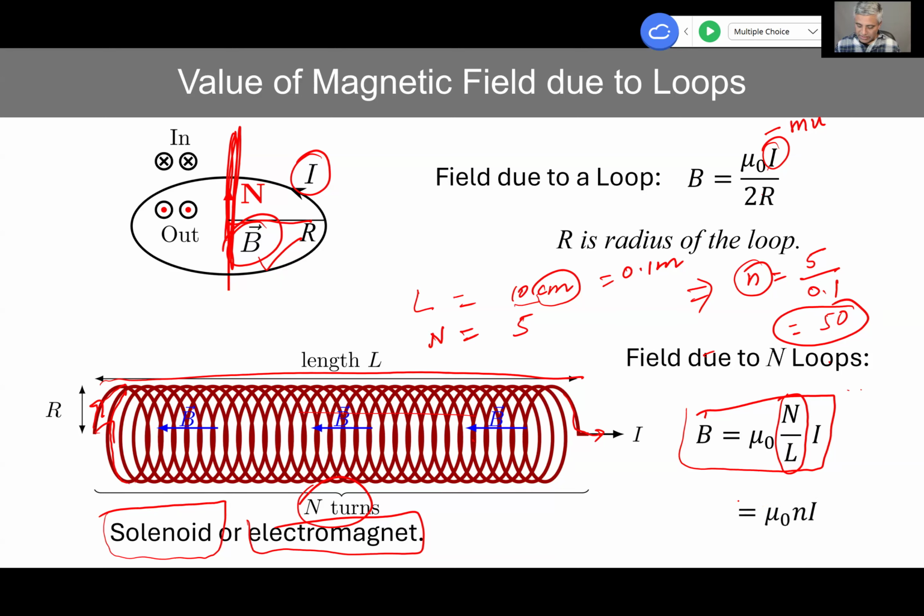So the equation becomes simpler here, okay? Mu naught Ni. So basically this is the field inside the coil. Remember the MRI machine, it has this circular coil, and you go inside. They turn on the current in that coil, and then what happens?